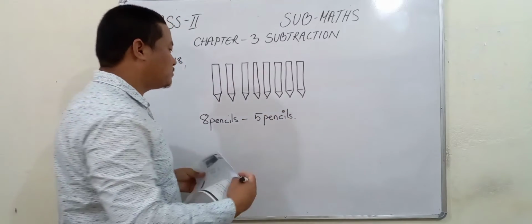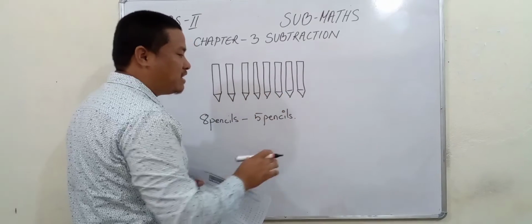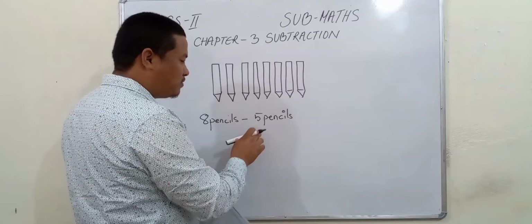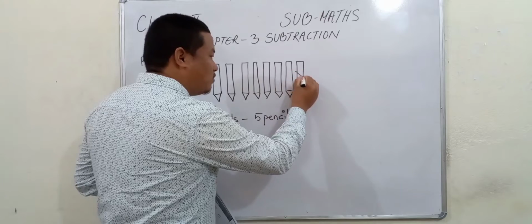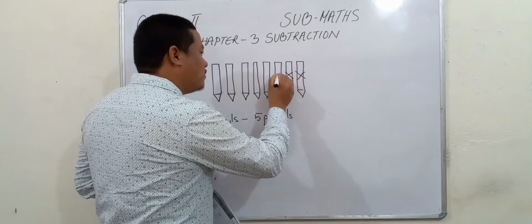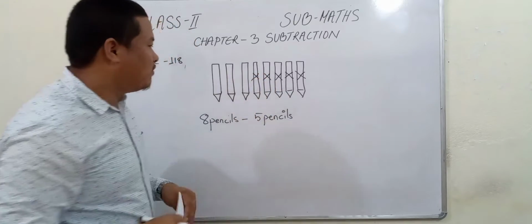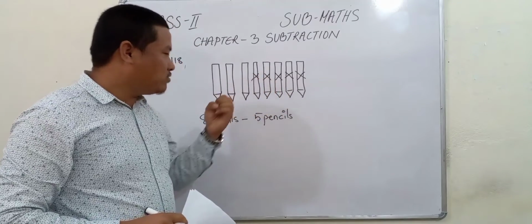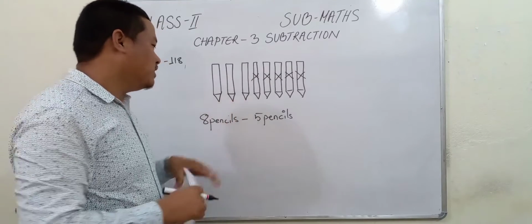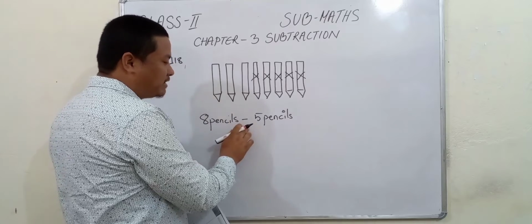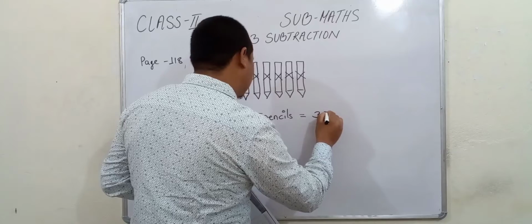Okay, so 1, 2, 3, 4, 5, 6, 7, 8. There are 8 pencil. From there, 5 pencil will take out. Okay, let's cancel 1, 2, 3, 4, 5. Look, 5 pencils are taken out from 8 pencil, and how much remain? 1, 2, 3. So 8 pencil minus 5 pencil equal to 3 pencils.